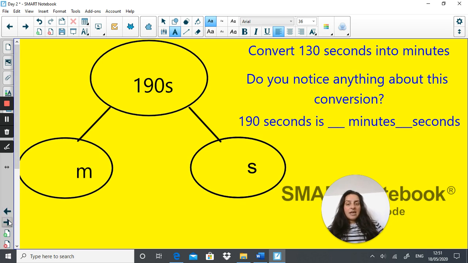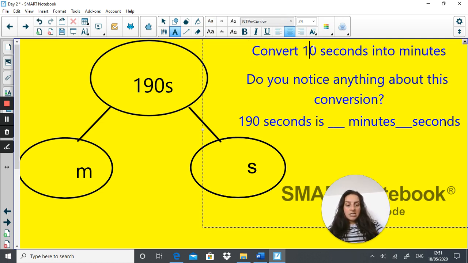Try this. It says 130 up here, but it's meant to say 190. So convert 190 seconds into minutes. So pause the video and off you go.